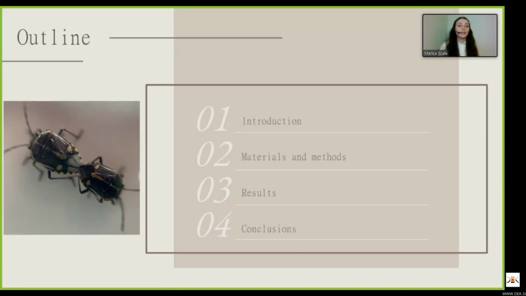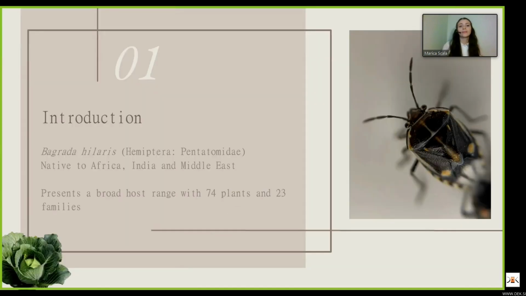And this will be the outline that I will follow for today's presentation. Bagrada hilaris is a Hemiptera pentatomid originated from temperate regions of Africa, India, and the Middle East, commonly named the painted bug. This pest is reported principally on Brassica crops, but it presents a wide host range consisting of crops, weeds, and ornamentals. It preferentially feeds on young, tender leaf tissue, and the damage is characterized by circular or star-shaped chlorotic lesions that may become necrotic.